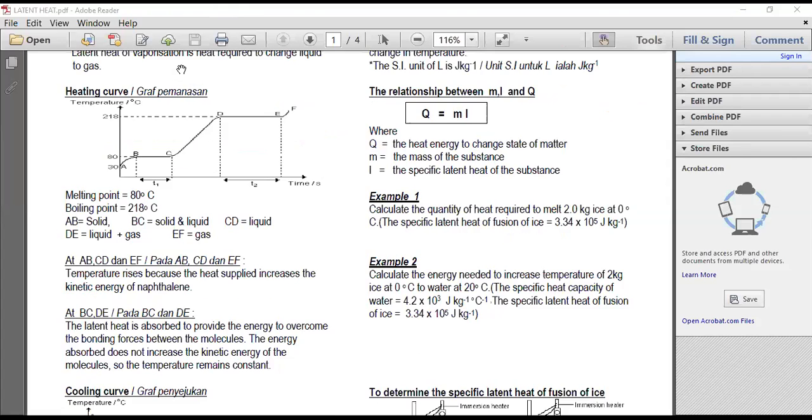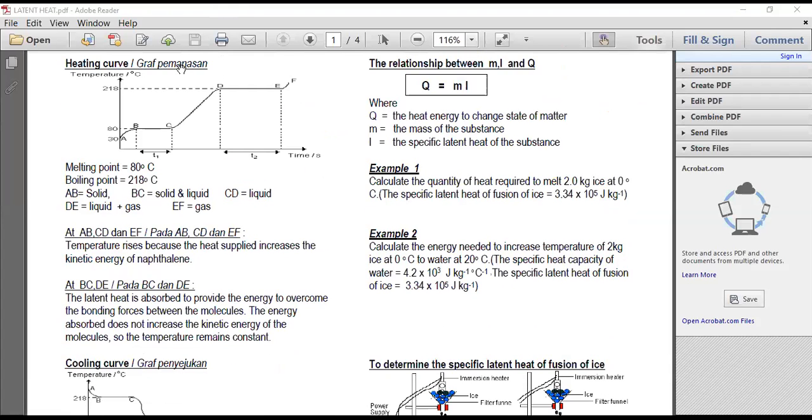For the heating curve, we have the graph of temperature against time. This time represents the heat supply. So what happens is, we start from solid. When you supply the heat, you see that the temperature increases, and then up to the point BC, what happened? Melting happened.